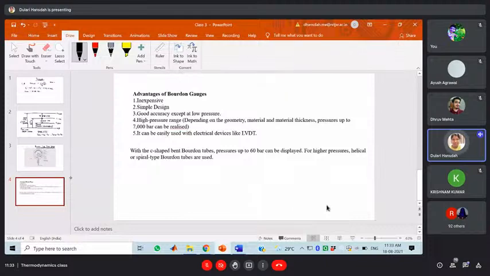For low pressure, we can use your U-tube manometer. I will discuss that one. That is good for measurement of low pressure or low difference of height. This Bourdon tube pressure gauge can be used for high pressure. This type of device can also be used with electrical devices like your LVDT. LVDT means linear variable differential transformer. It will measure the displacement.